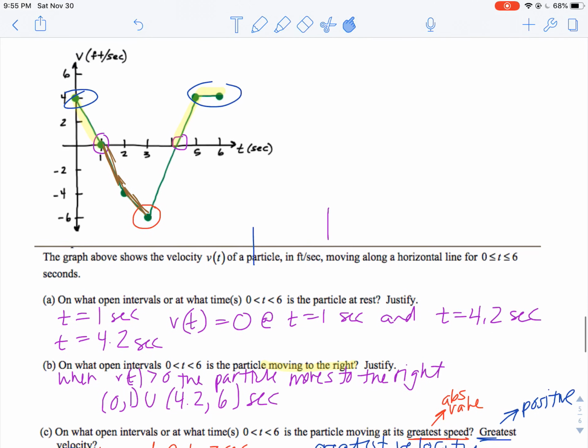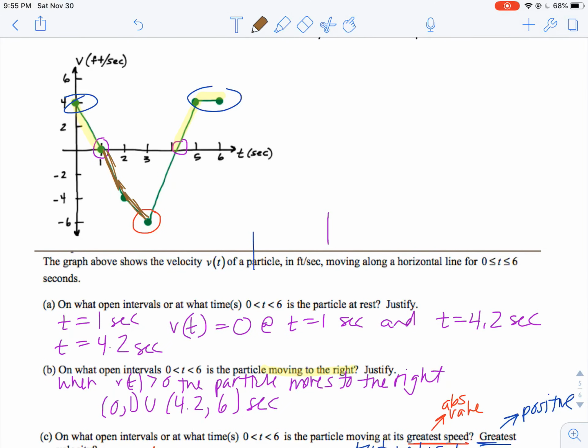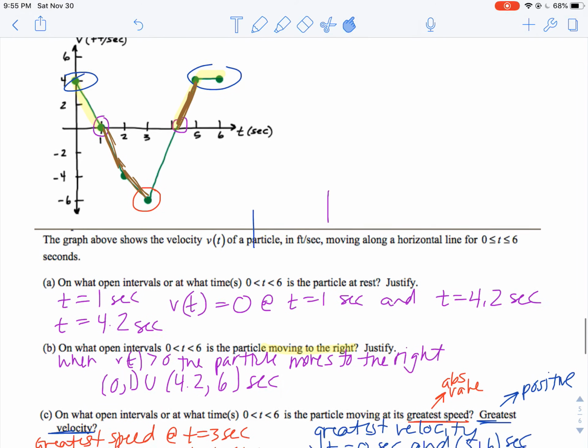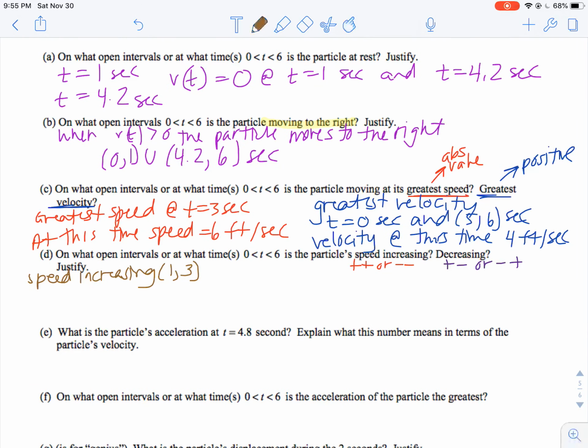Oh, you know what? Also, we need a positive, so we can look like right here. We got positive velocity, positive acceleration. 4.2, 5 seconds. So the reason being v of t and v prime of t have the same signs.